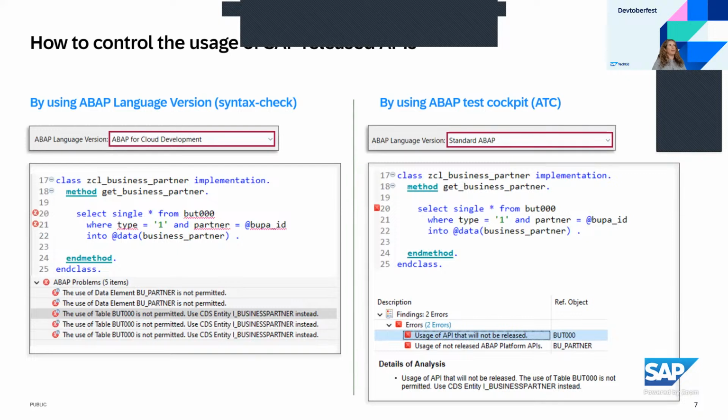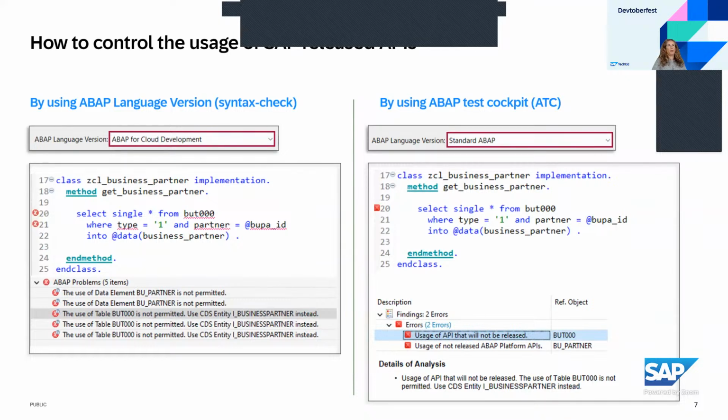Here, at one glance, how you can control the usage of released APIs. In tier 1, it's pretty easy. You set up the language version to ABAP for Cloud development, and the usage of released APIs and ABAP Cloud language statements is controlled via the ABAP language version by syntax check. You will get a syntax error if you use, for example, a data element which is not permitted, or you directly access a table which is also not permitted.